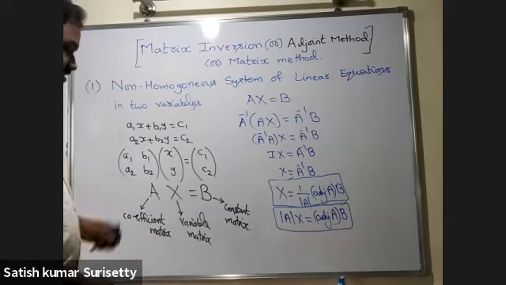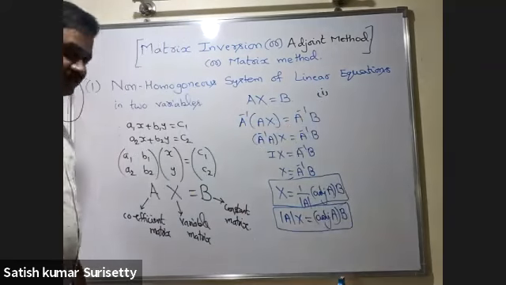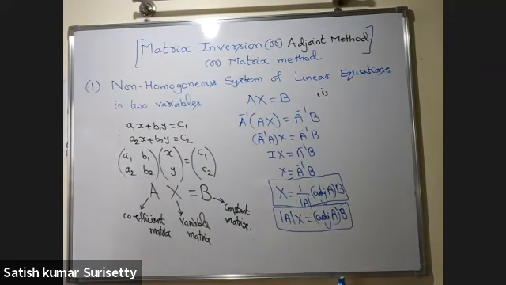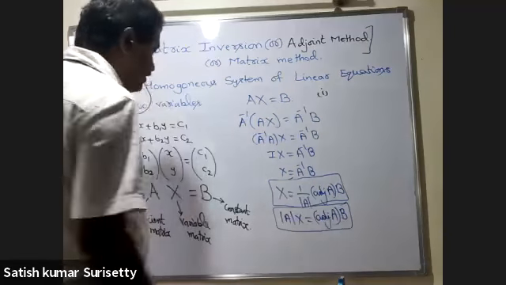Now, cases. First case. So we have converted the system of equations to the matrix equation. After that, we have multiplied with A inverse on both sides. Then the solution will be capital X equal to 1 upon determinant of A into adjoint of A into B.